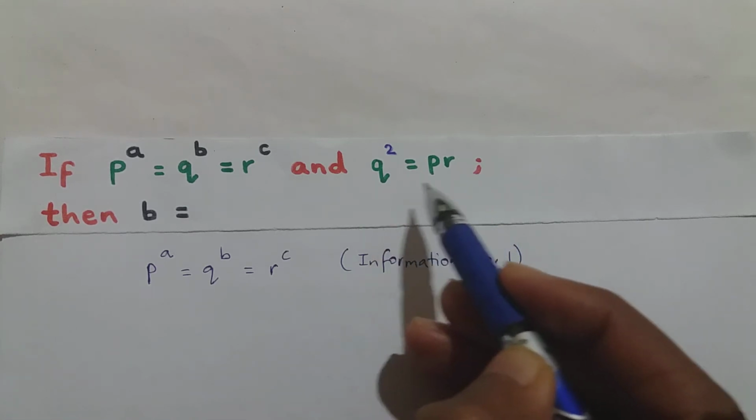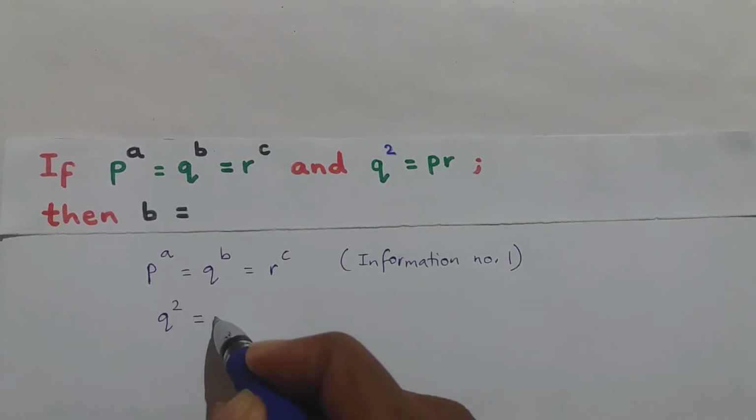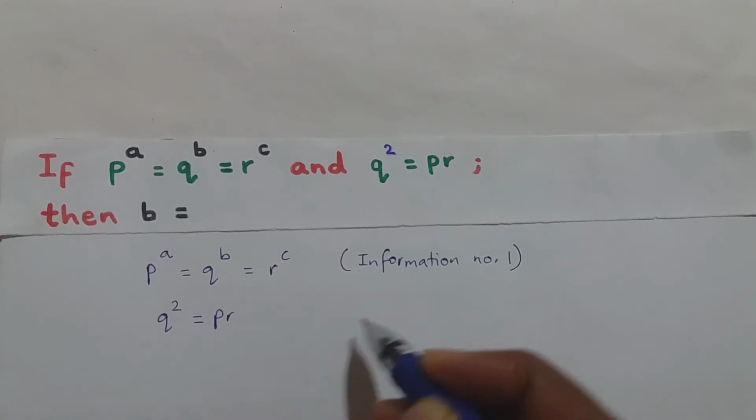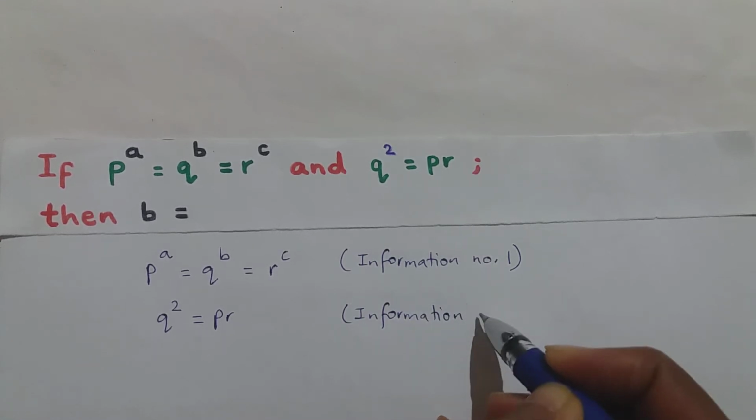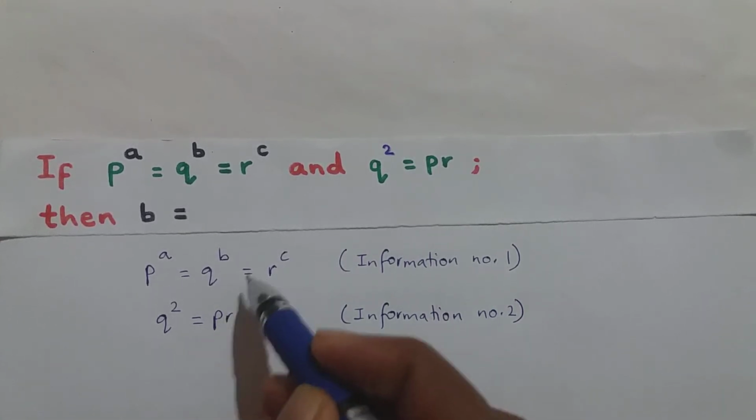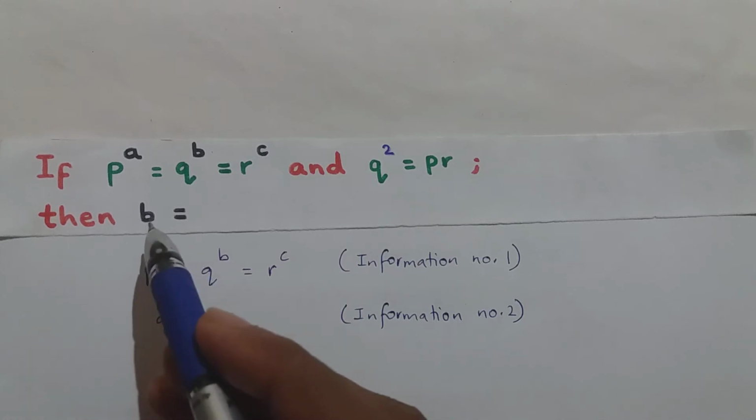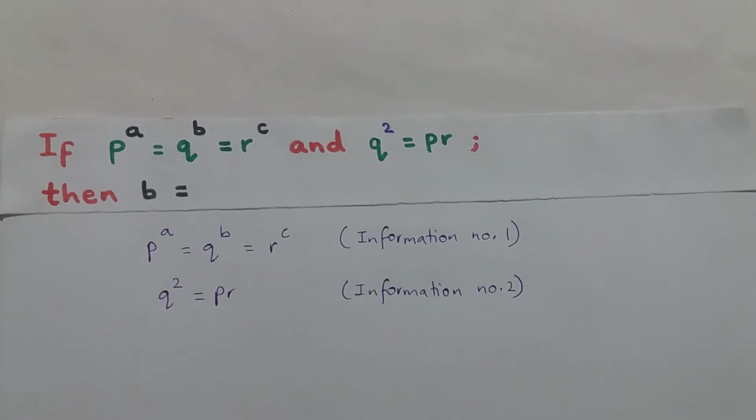So let us say this is information number 2. So q square is equal to pr. This is information number 2. Now, based on these two informations, we have to find what is the value of b. So we have to find b is equal to what. Now look at information number 2, which is q square is equal to pr.